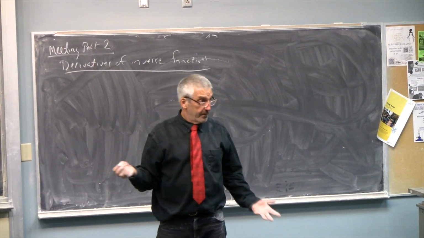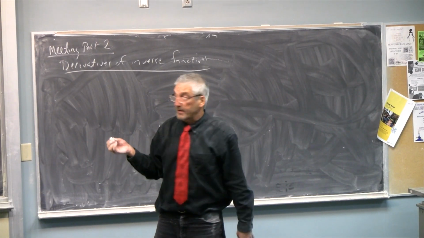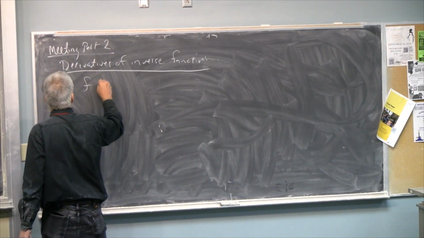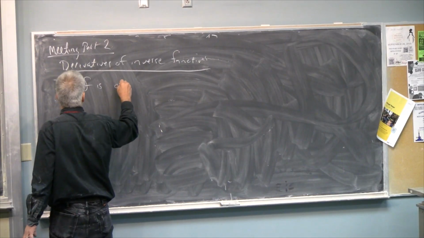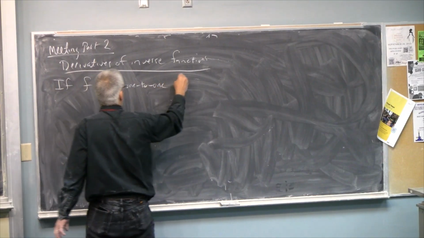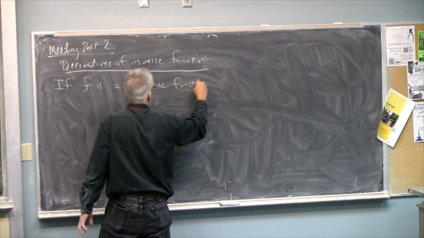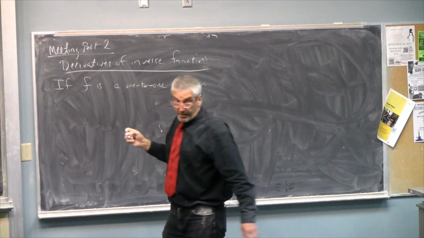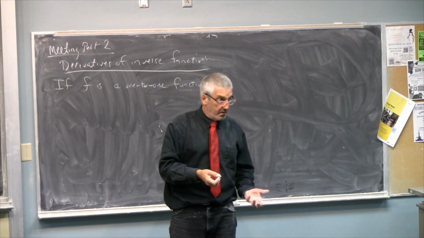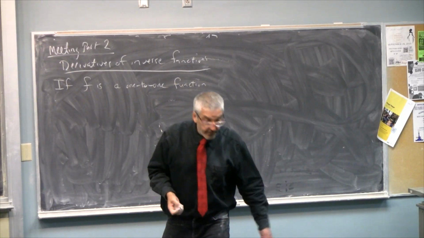Here's a big if. There's a lot of stuff in this if. So if f is a one-to-one function, now remember the implication of that. If I have a function that's one-to-one, I know that there exists an inverse function. But I'm not done with the if.